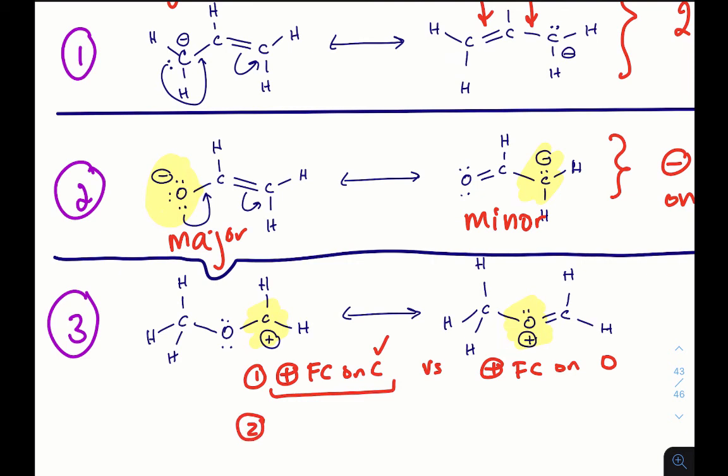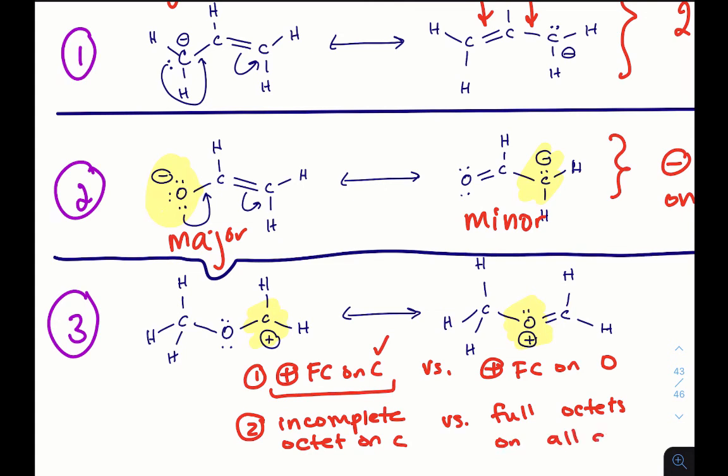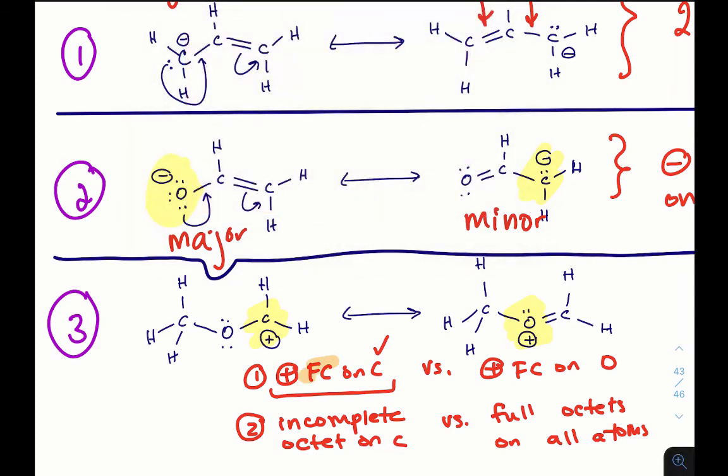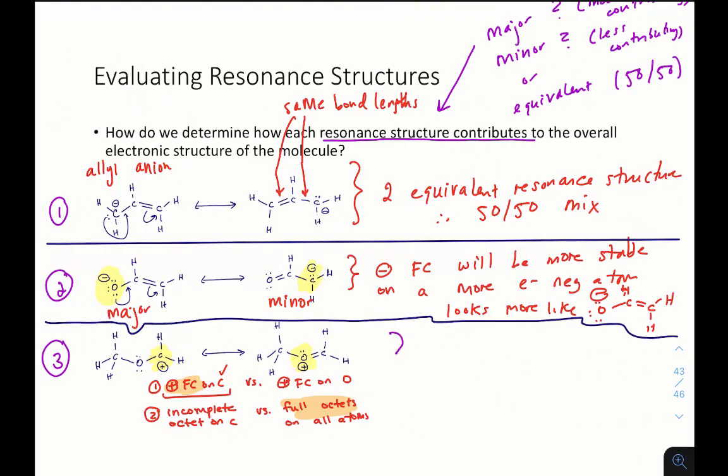But there's this second issue. In the first resonance structure, there's an incomplete octet on carbon. And in the second resonance structure, there are full octets on all atoms. So we have to decide what is more important. Is formal charge more important, or are all the atoms having filled octets more important? So what do you think? So we're going to prioritize octets over having the formal charge on the best atom based on electronegativity.